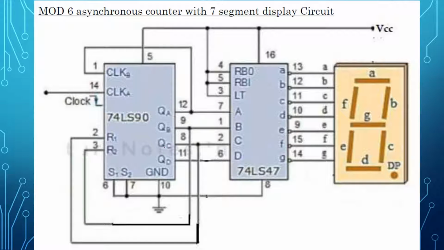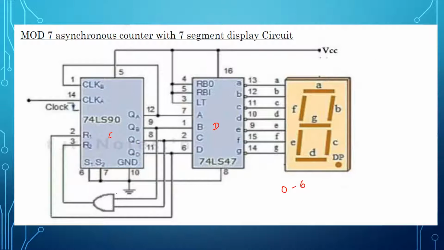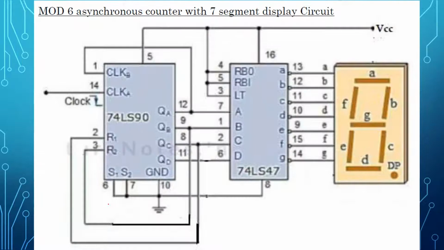Similarly, for the mod 6 counter, every counter will have slight changes in the connections. Other than that, you are not going to replace any ICs. All the ICs will remain intact. You will be noting down some changes. You can see here there is an AND gate connected in the mod 7 counter. When I speak about the mod 6 counter, the AND gate has been removed and there are slight changes in the connections.